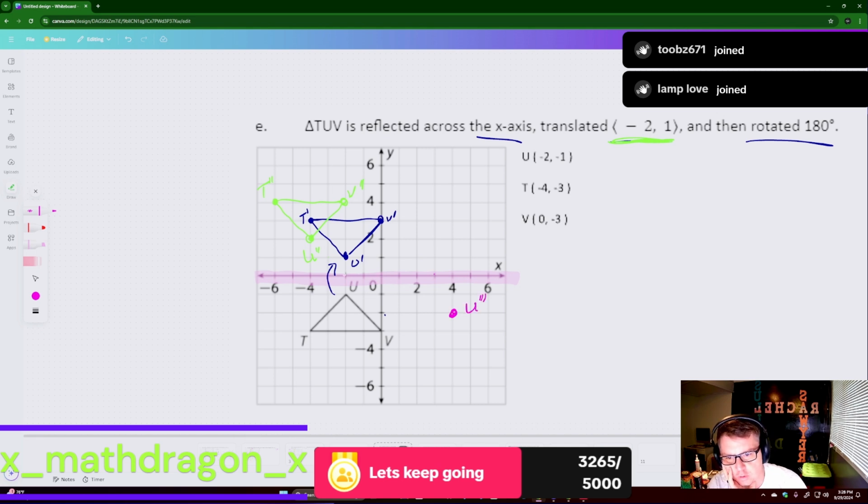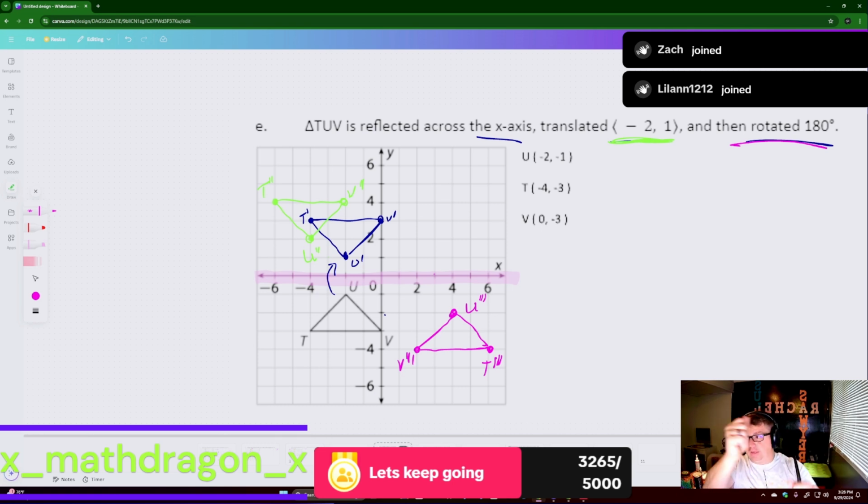Then 1, 2, 1, 2, 3, 4. And look at this. We're 2 away here. We're 2 away there. That's sort of what you're looking for. 1, 2, 3, 4. That's T triple prime. And there's our rotation of 180 degrees.